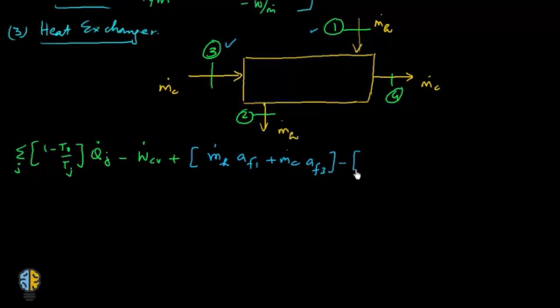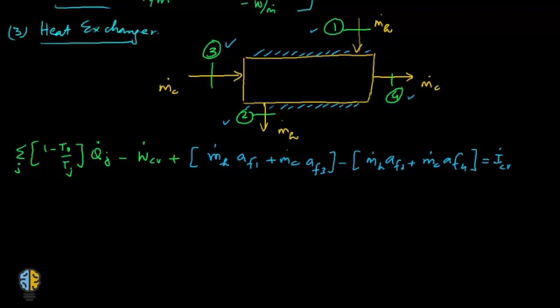minus the outlet is at section 4 and section 2. So you'll have M dot H into AF2 plus M dot C into AF4. So this is what you get is equal to I dot of the control volume. Now because it's a heat exchanger, so let us say it is again insulated from the outside, so there is no heat loss from the boundary of the heat exchanger.